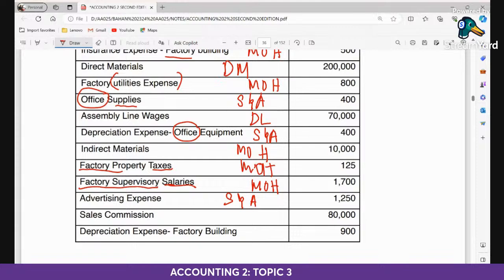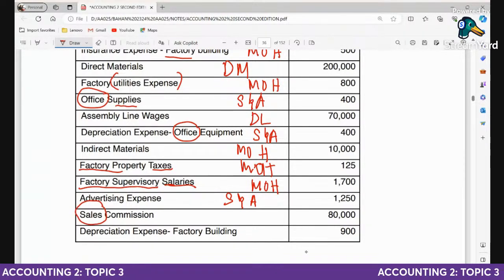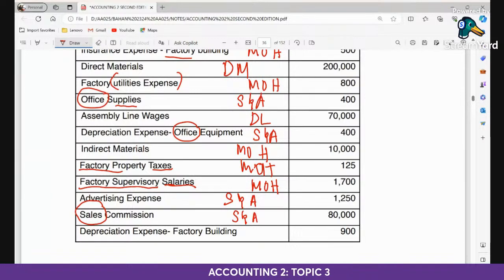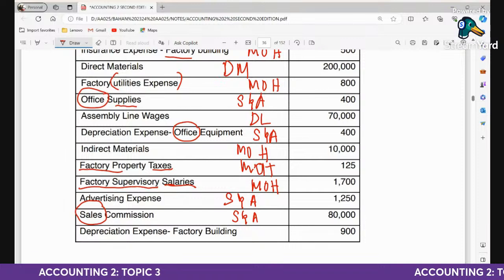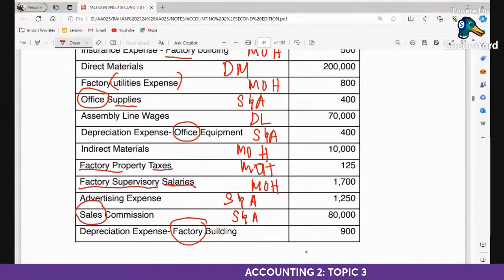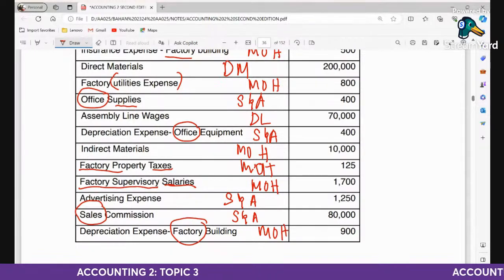Okay, and then sales commission, sebab ada perkataan sales kat depan, that is actually sales expenses. Okay, sales and admin, that is also your period cost ya. Alright, last but not least, another depreciation expense, tapi yang ini untuk factory building. So bila factory building, yang ini ialah MOH.